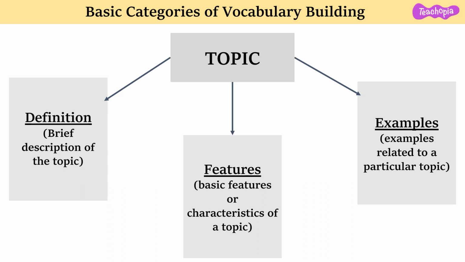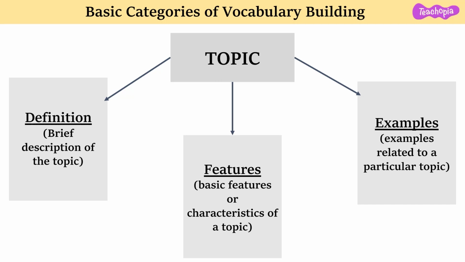While discussing vocabulary set, we spoke about how vocabulary can be built by using three major categories, meaning that if a topic is given to you, you can fill words under three major or basic categories and you will have enough words to talk about the topic. The first such category was the definition category. In this category, words that give a brief description of the topic are filled.